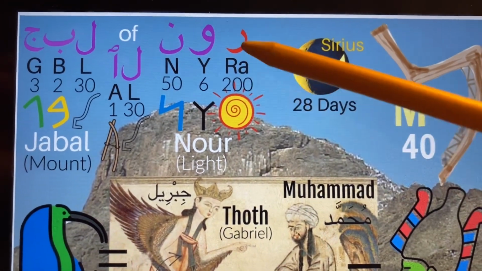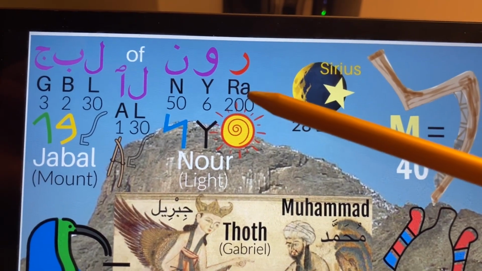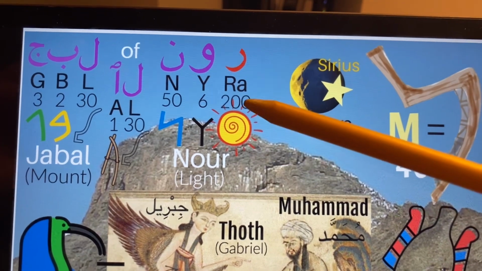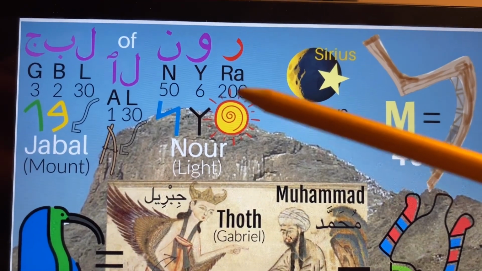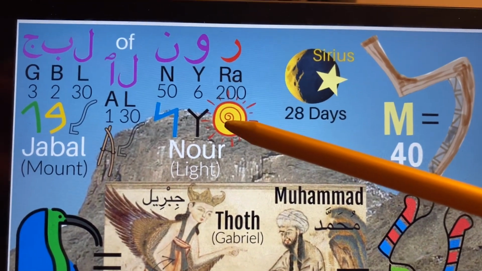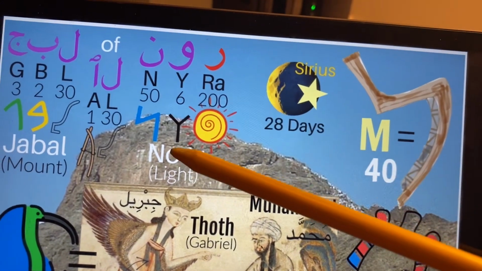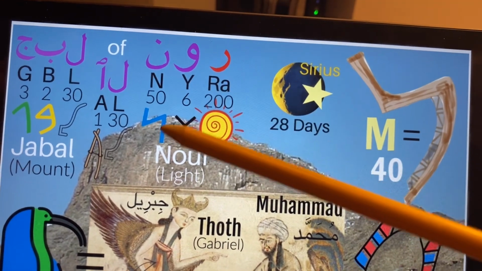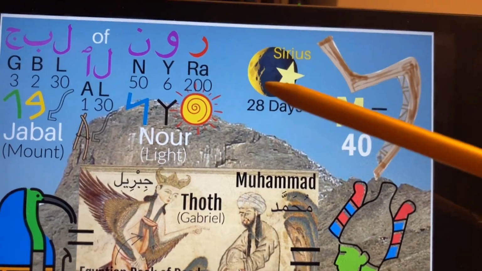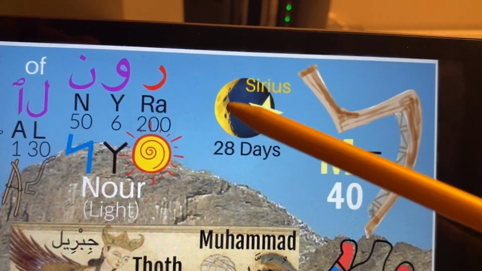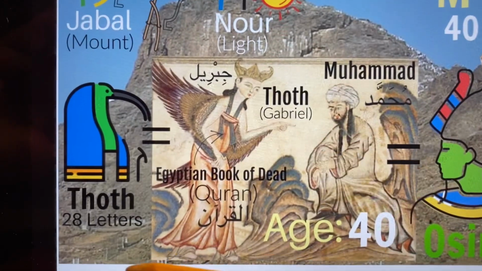Nur. So here we see that letter R is Resh in Arabic, and this is specifically called the Ra letter, but again, it has a value 200 because it's the Theban rescript of the numbers, which is found in Hebrew and Arabic past the 90 value letter. And then Y, again, is your moral choice letter. And then Ra, or the sun, is born out of the flood, which is letter N. And here we see the symbol of Islam is the crescent moon and the star Sirius. 28 days, 28 letters.